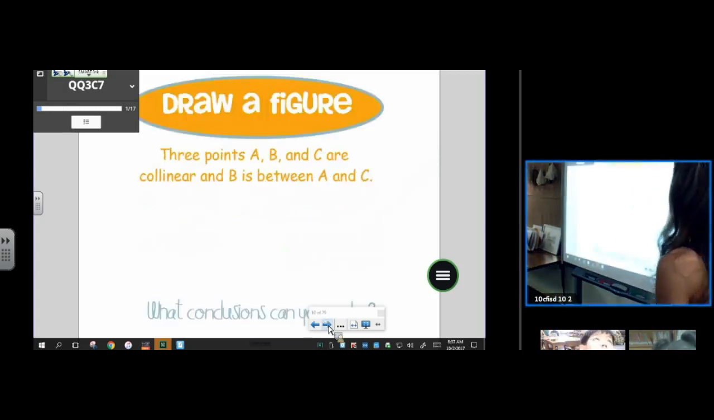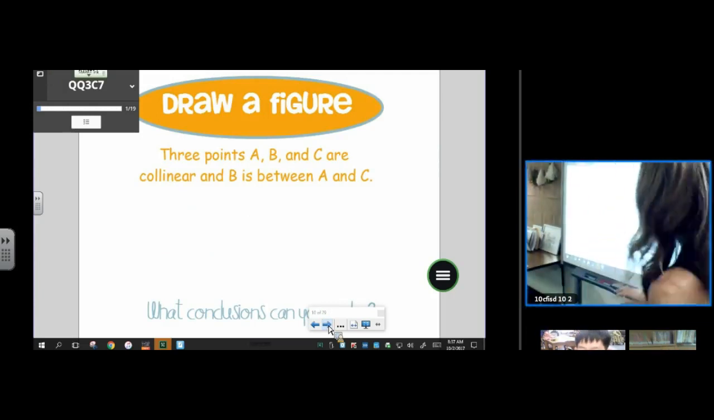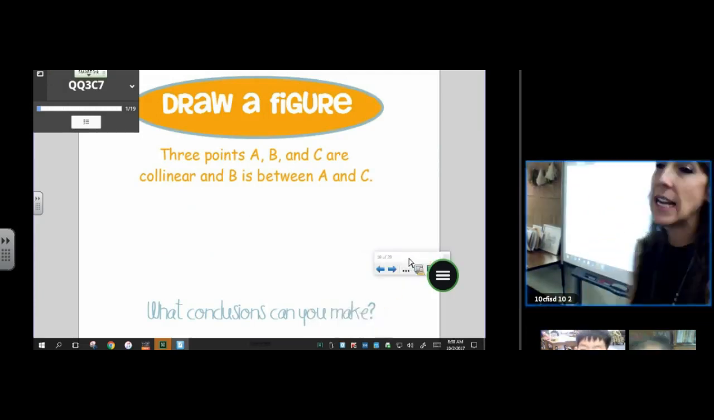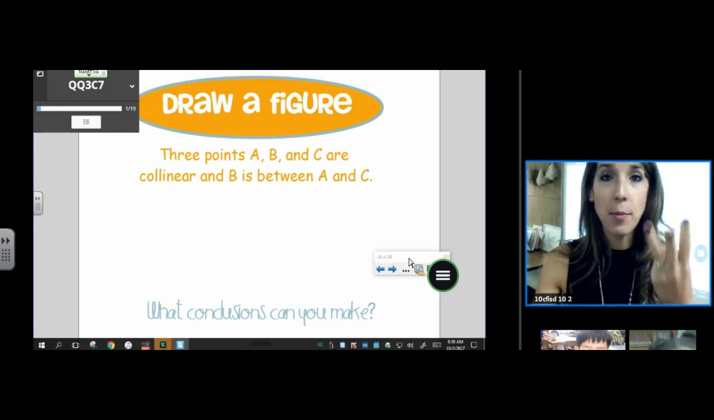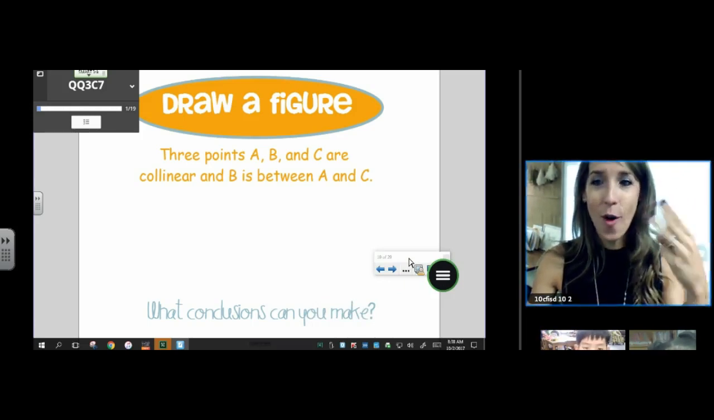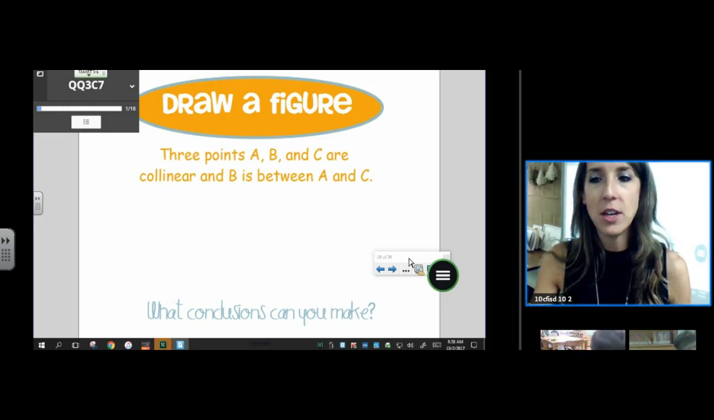Let's learn what our lesson is today. To get an idea of segment addition, first I need you to sketch me a picture. Draw me a picture where we have 3 points, A, B, and C, all of which are collinear. See, that's why we had that first unit. That word is not going away. And I want you to make sure B is between A and C.